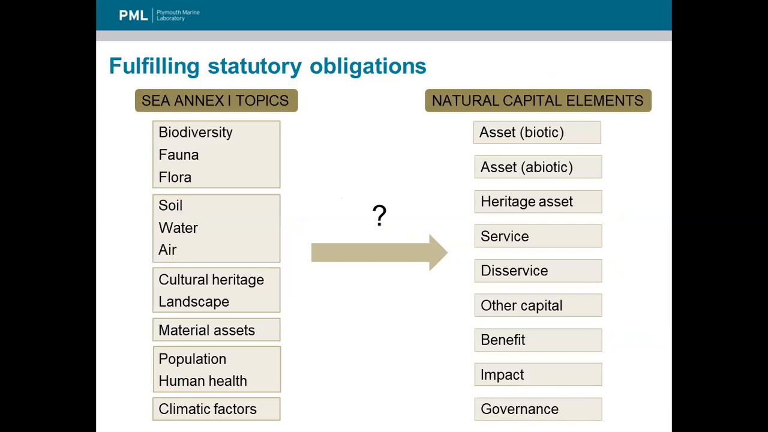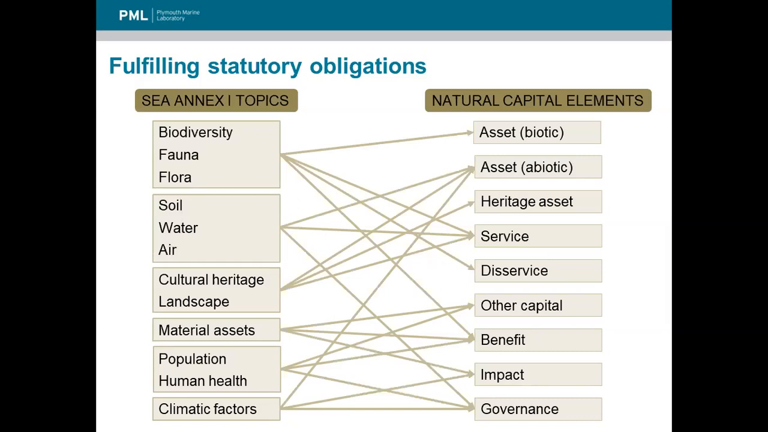Of course, the first thing to think about is, because sustainability appraisal is a statutory process, if we change the way that information is framed, are we still going to fulfill the statutory obligations? And so on the left here are the topics that are in the Strategic Environmental Assessment Annex 1, which also is translated into UK planning law as well. And then on the right are the different elements in our natural capital system. And the answer is yes, of course, they all do fit together. They map onto each other very well.